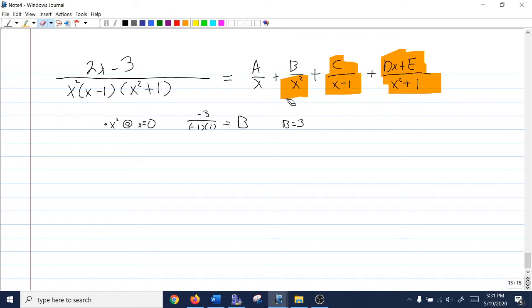Knowing that b is 3 can save me some work. I usually use it more like a check, depending on how gross the problem is. This one has 5 letters. I'm probably just going to say, well, b is 3, and I don't need to deal with that.